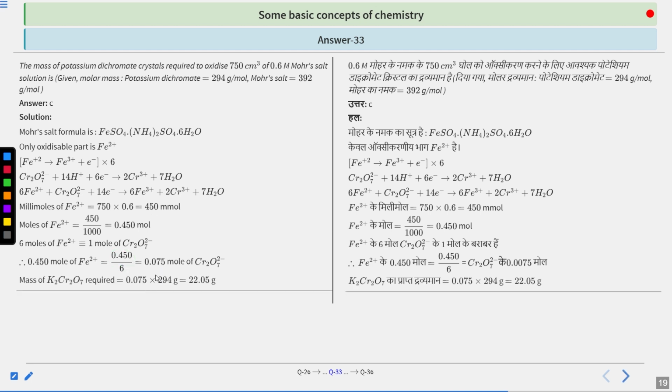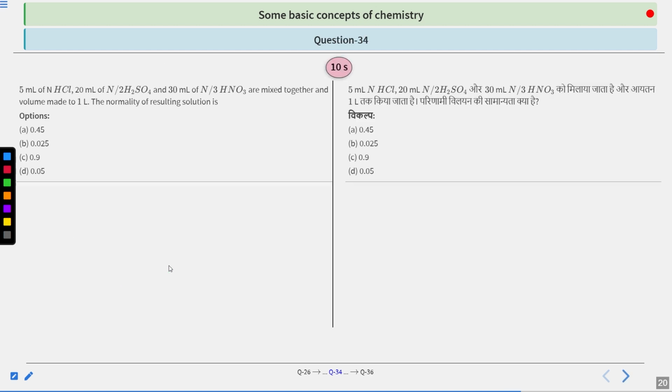Now what is the mass of K2Cr2O7 required? So this is the moles that we have found already. The mass will be simply the molar mass of potassium dichromate multiplied by 0.075, that is 294 times 0.075, which is 22.05 grams. Clear? Next question, question number 34.